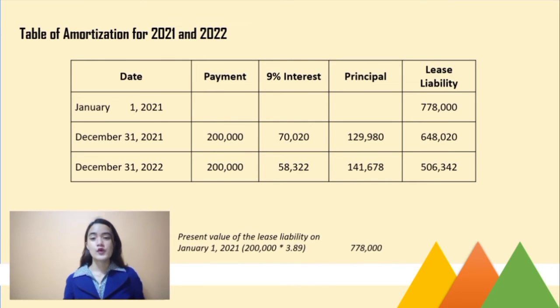Ibig sabihin, yung annual rental payable natin, which is 200,000 pesos, multiply natin siya sa present value of the ordinary annuity of 1, which is 3.89. So, makukuha natin yung amount nito.